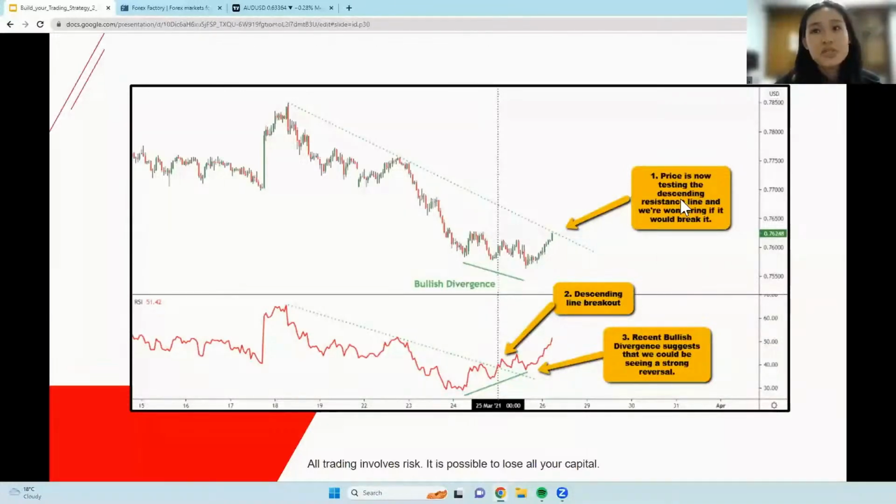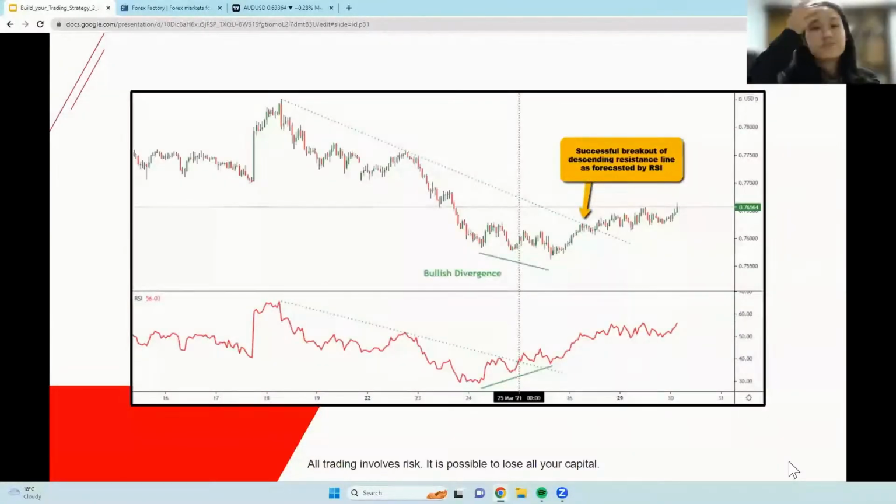First point, price is now testing the descending resistance line, which is basically a descending trend line, and we're wondering if it will break out of it. Second, we see an RSI descending line breakout right before this. And number 3, the recent bullish divergence further suggests that we could be seeing a strong reversal or breakout of this descending trend line. So we have a successful breakout of the descending resistance line as forecasted by our RSI.